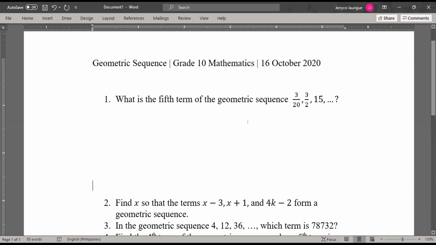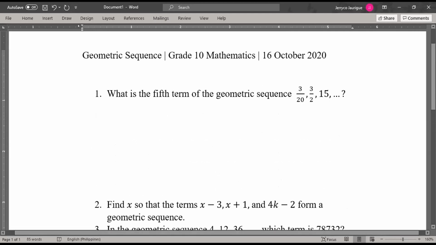The question is, what is the fifth term of a geometric sequence 3 over 20, 3 over 2, and 15? I got the question from your learner's material, the Unit 1 for Grade 10 that I uploaded. Again, what is the fifth term of the geometric sequence 3 over 20, 3 over 2, and 15? The formula for the nth term of a geometric sequence is a sub n equals a sub 1 r raised to n minus 1.